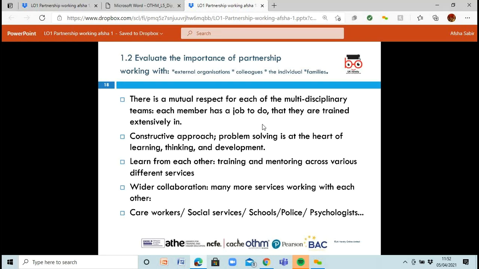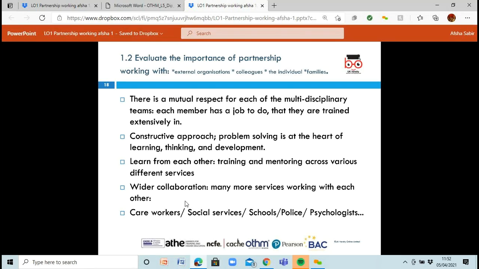We need to look at the constructive approach. If there's an issue, try and solve it. Learn from it, think about it, see how it can be developed. Learn from each other. So, training and mentoring across your different services. You can have coaching. Each one is a different aspect, where mentoring is a longer process and coaching is probably a conversation or a couple of days together, but you can learn from it, to be honest.